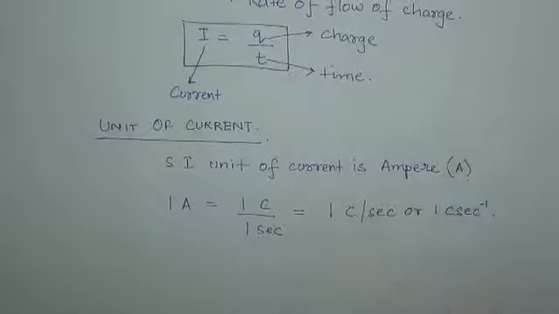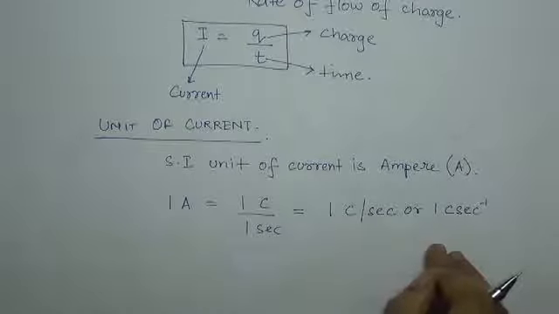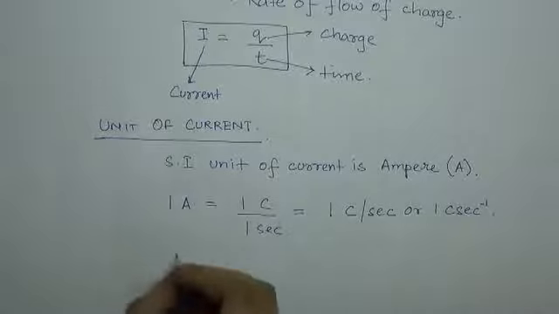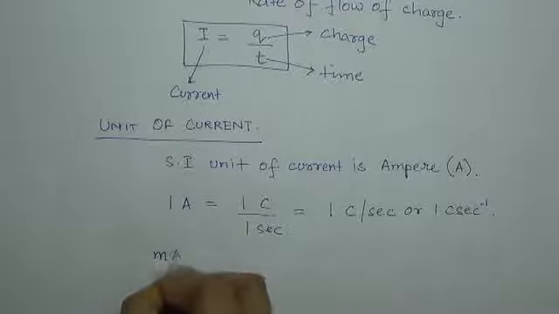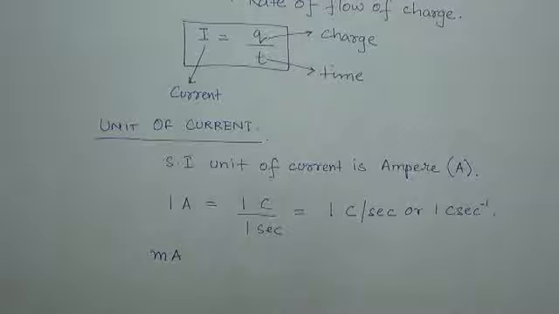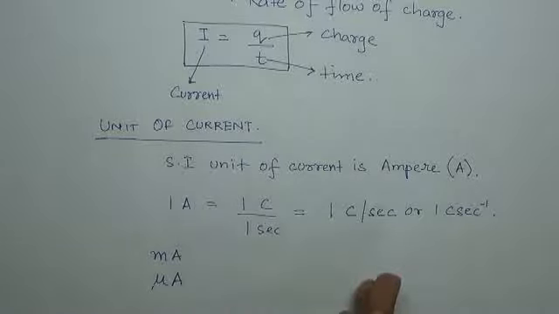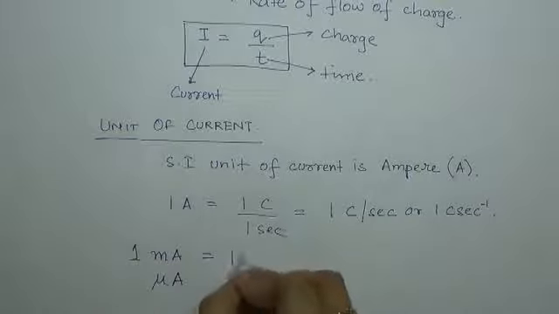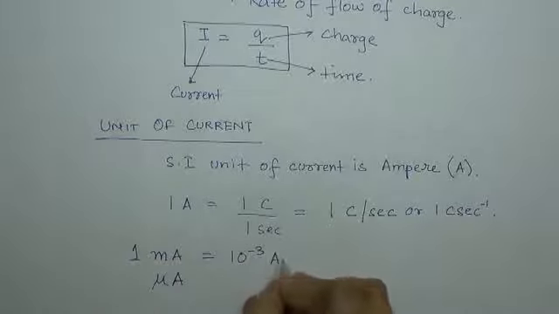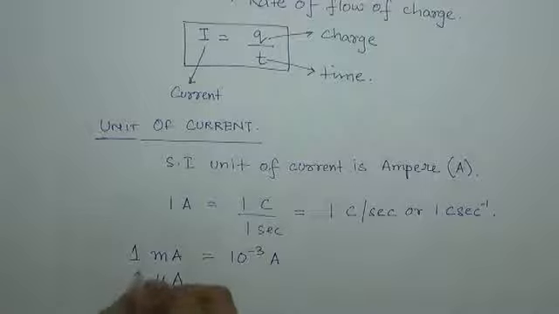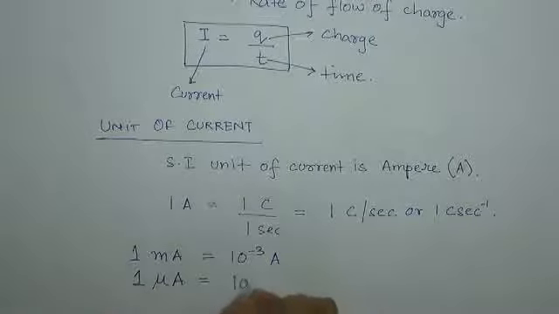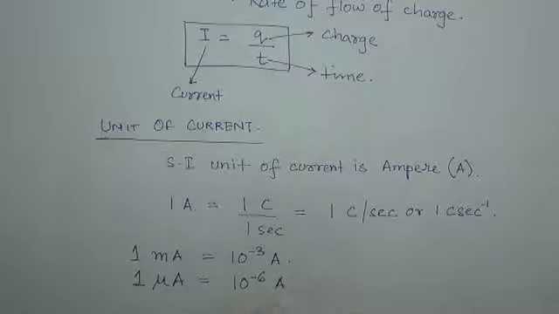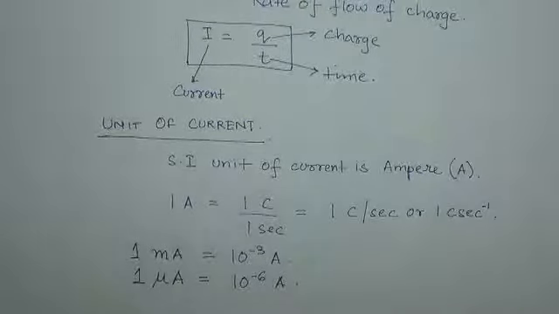There are a few other units apart from the SI unit, some smaller units. What are those units? Milliampere. Another small unit is microampere. Now how do you relate milliampere with ampere or microampere with ampere? 1 milliampere is equal to 10 to the power minus 3 ampere. Similarly, 1 microampere is equal to 10 to the power minus 6 ampere. Is it clear?